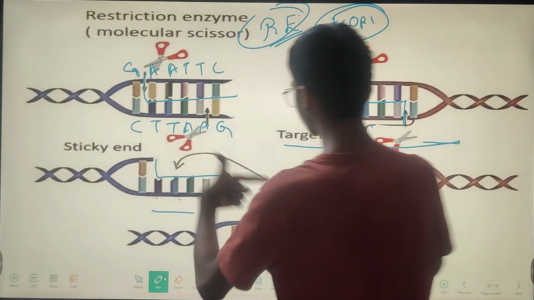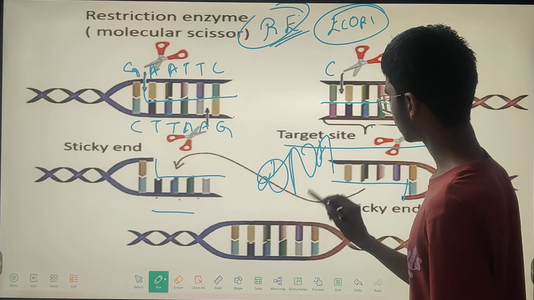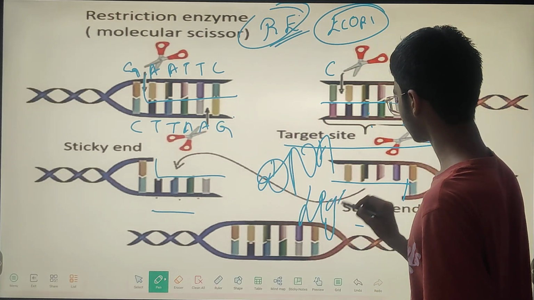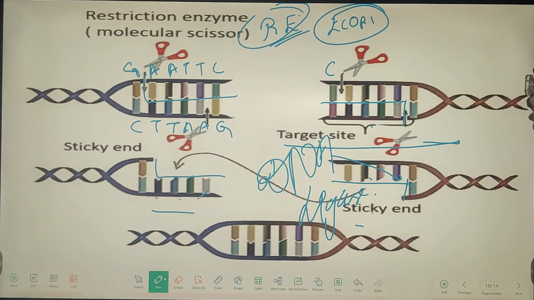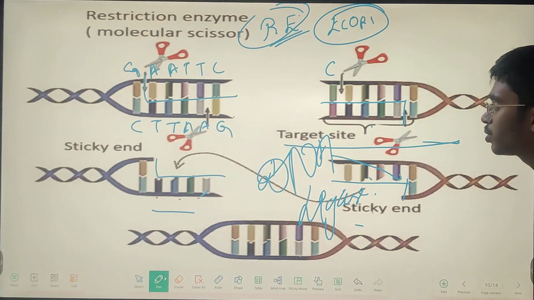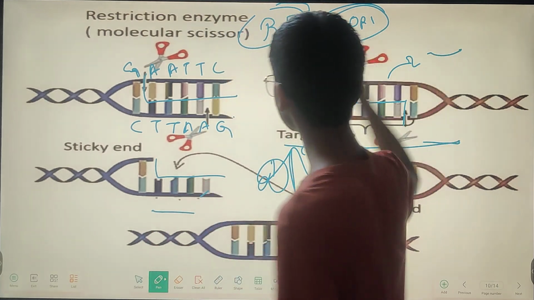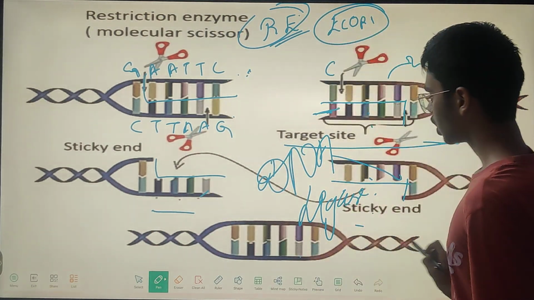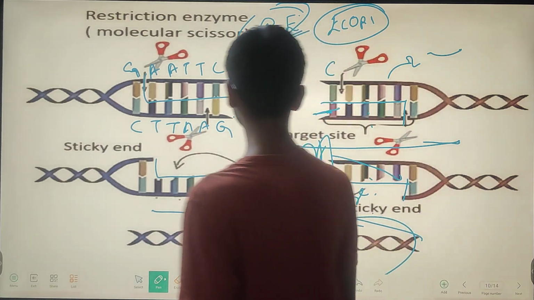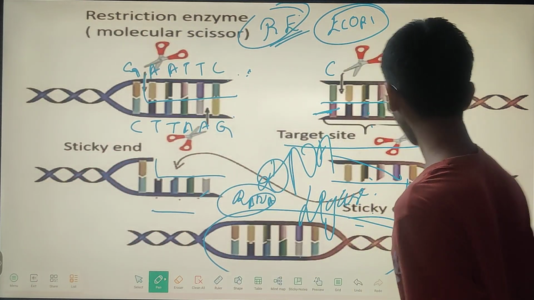Now by using DNA ligases you can combine these with each other. This one you can call the target site. That means this is your desirable gene, and this is your eukaryotic chromosome. So you have got your rDNA.